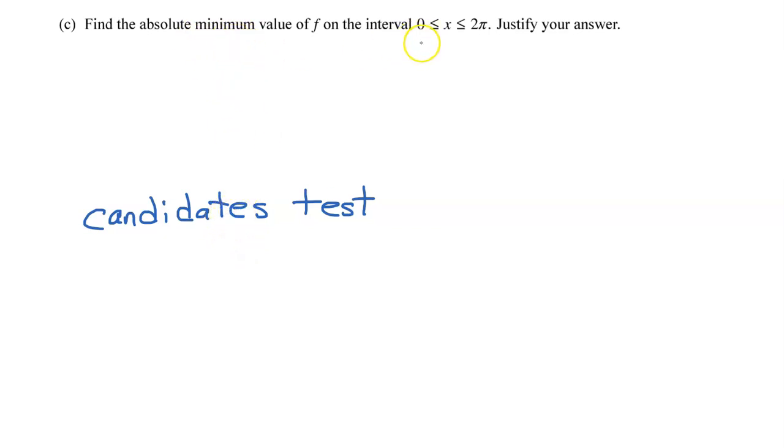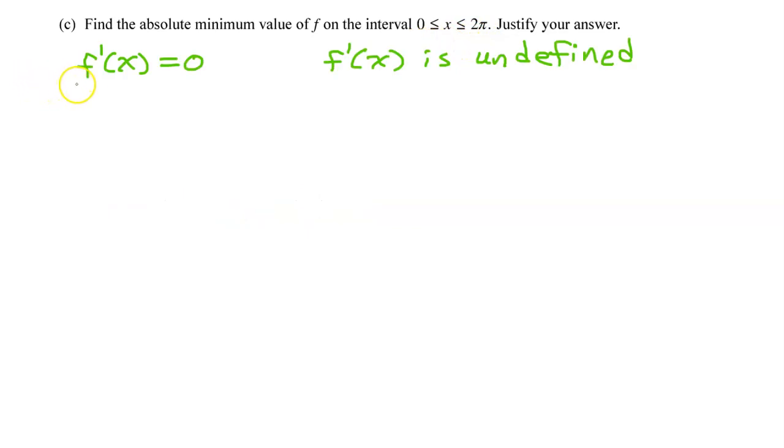We already have two candidates right here because it's always possible that the absolute minimum will occur at one of the endpoints of the interval that we are given. The other candidates will be the critical values, which either cause the derivative to equal 0 or to be undefined.